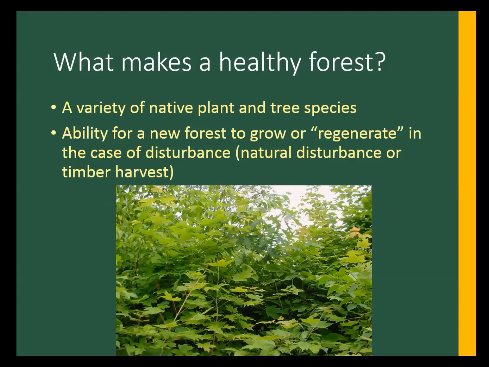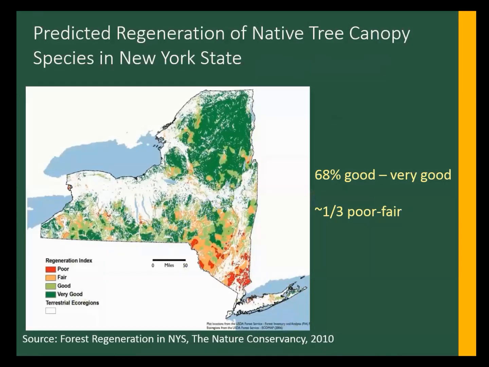And in terms of disturbance, I mean either a natural disturbance or I could also be referring to a timber harvest, anytime that the existing canopy of the forest is removed. So many of you may be familiar with the Nature Conservancy study where they did some modeling and predicted regeneration of native tree canopy species in New York State, and that came out in 2010. And so this map really shows the results in terms of just any native tree canopy species being able to regenerate in different regions throughout the state.